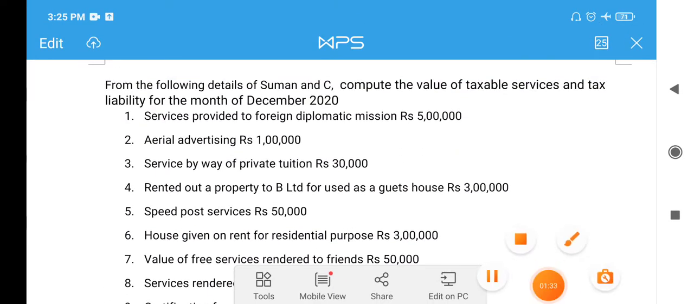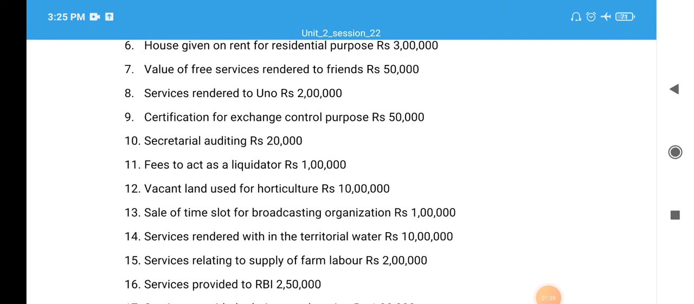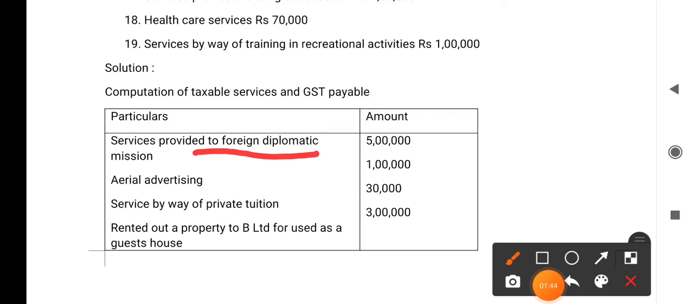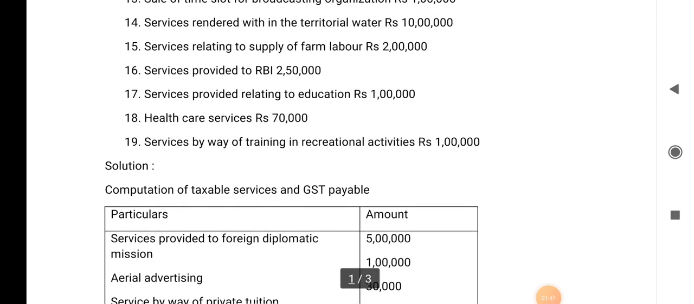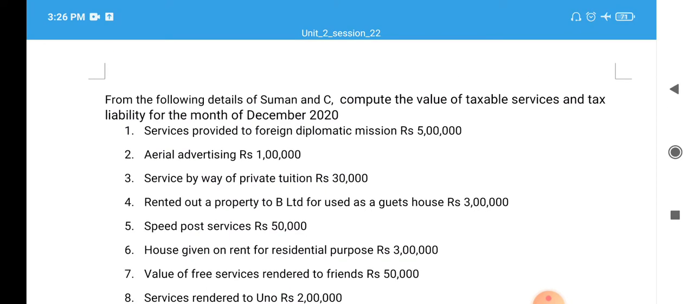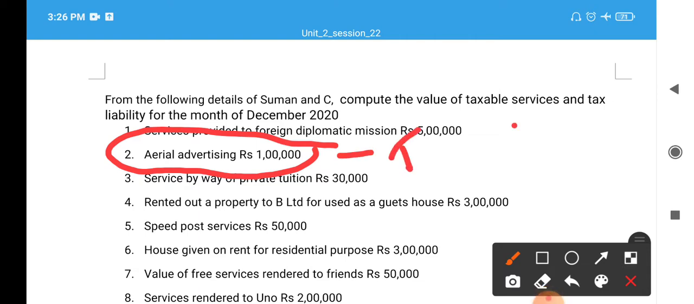Okay, the first one is services provided to foreign diplomatic mission. Whether this is exempted? No, services provided to foreign diplomatic mission is completely taxable. So, we have to consider that for taxable turnover purpose. Next is aerial advertisement. Advertisement is also one of the services and it was not there in the list of exempted services. So, this is also taxable. Services by way of private tuition. Private tuition is not in the list of exempted services, therefore this is also taxable.